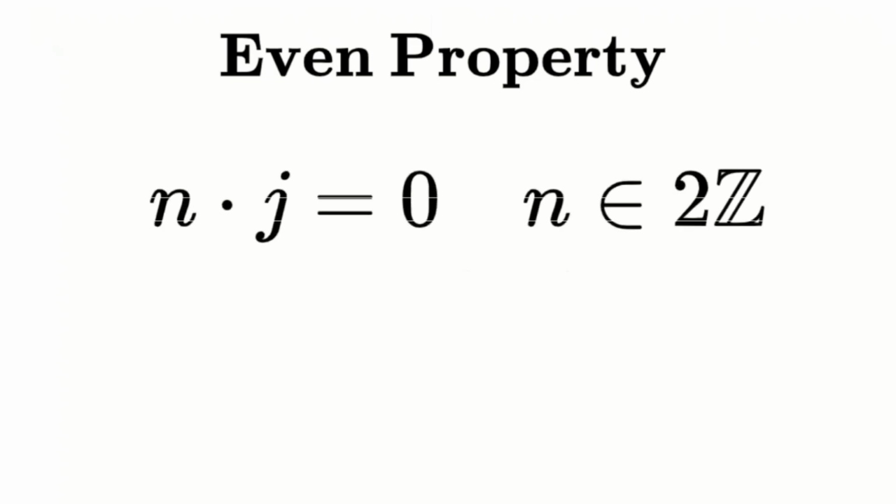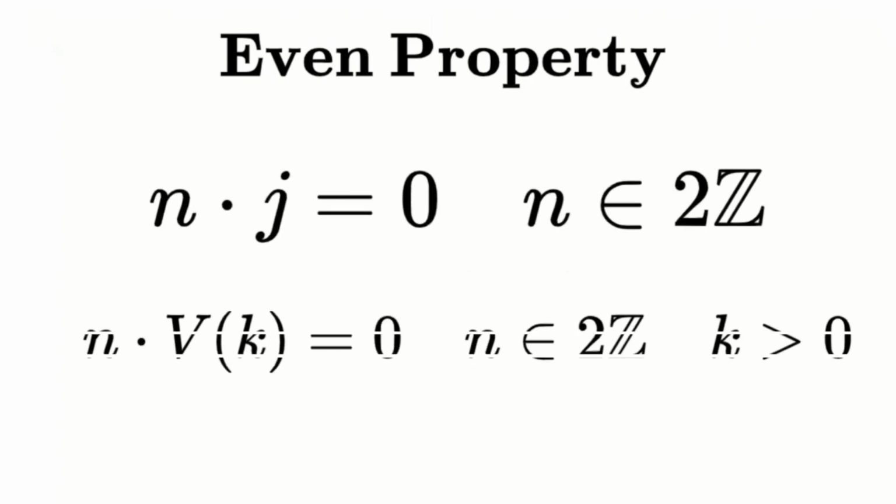Even property: the virtual unit has a coefficient, and if this coefficient is even, the result is 0. Mathematically, n times j equals 0 if n is even. And for virtual functions, n times vk equals 0 if n is even and k is greater than 0. For example, 2 times j equals 0.